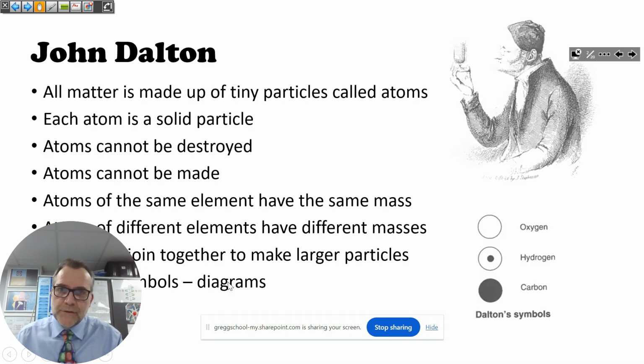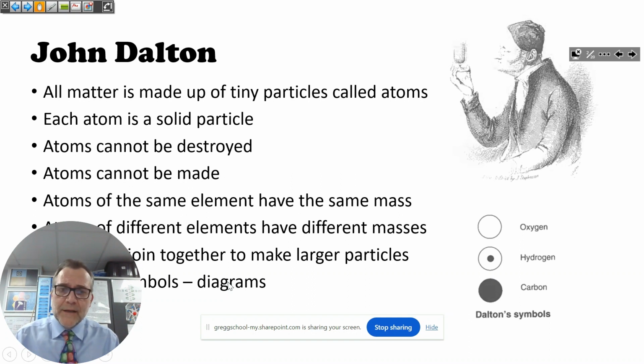So John Dalton, he pretty much kick-started modern day physics, chemistry in terms of our understanding of the atom. He reused a term that was originally put forward in ancient Greek times, which meant that a particle was indivisible, couldn't be split, and that was called the atom. So he reused this word atom for that purpose.